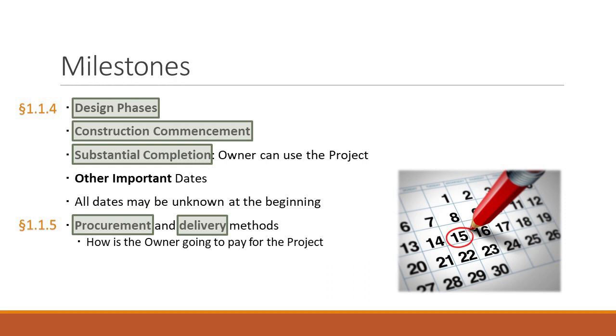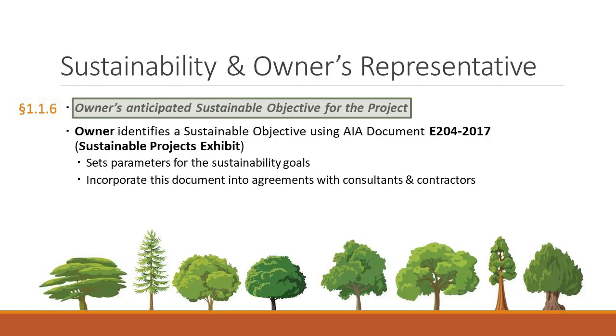Okay. 115 just talks about procurement and delivery method. It's how are we going to pay for this, is what that says. And then 116, as I have highlighted here, and this is a new provision that came in 2017, is the owner's anticipated sustainable objective for the project.